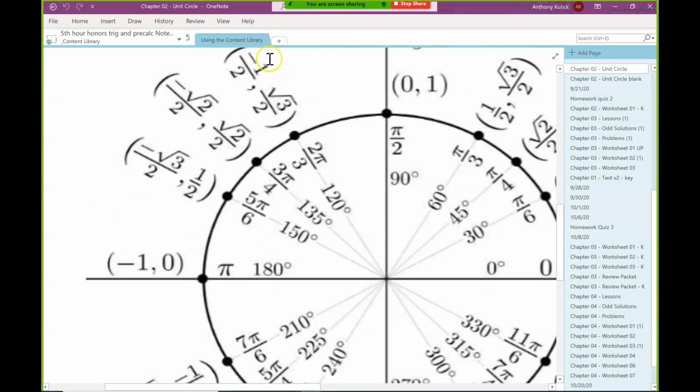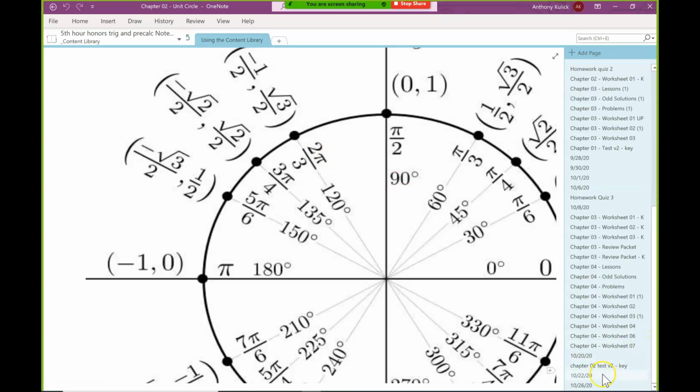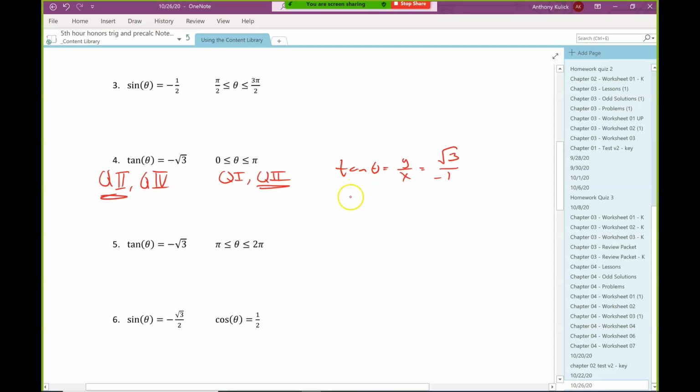I notice here I have the x coordinate is negative 1/2, and the y coordinate is positive root 3 over 2. Since both of them are over 2, that's not a problem for me, because when I do y over x, the denominator just cancels out. So this is the location that I want, 2 pi over 3. And I'm all done.